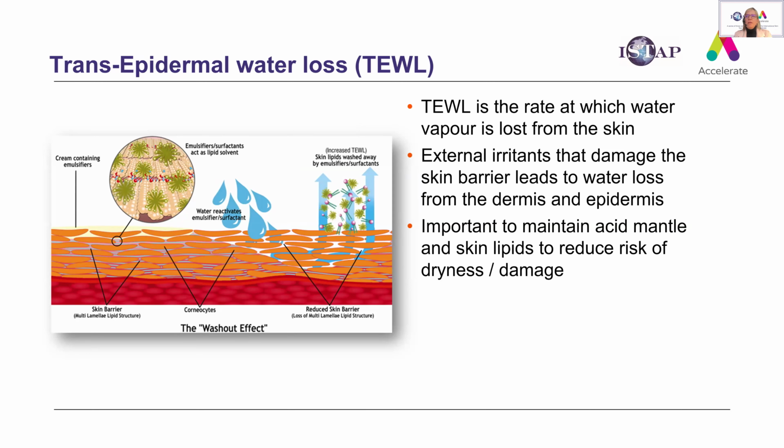Transepidermal water loss, and I referred to that a little bit when I talked about Calgary and losing all that moisture. TEWL, which is short for transepidermal water loss, is the rate at which water vapor is lost from the skin. So any kind of external irritants that damage the skin barrier lead to water loss from the dermis and the epidermis. It's really important to maintain the acid mantle of the skin and also the skin lipids to reduce this risk of dryness and damage and the evaporation of moisture.